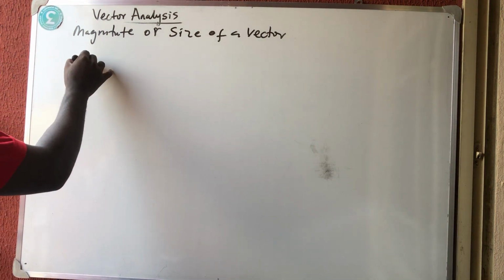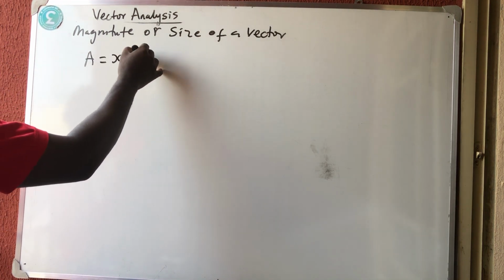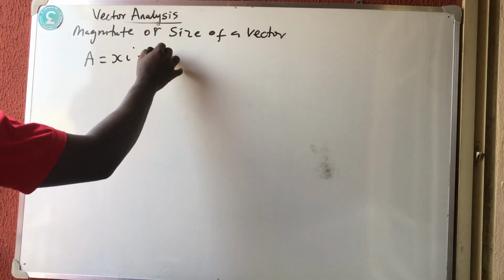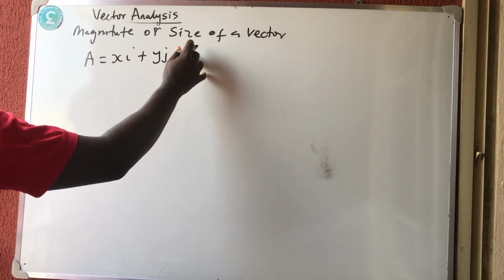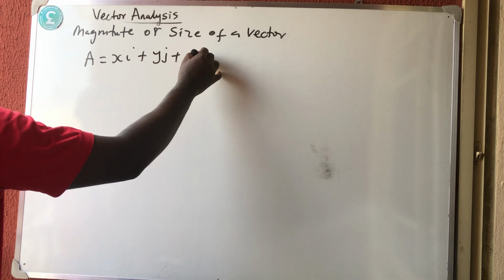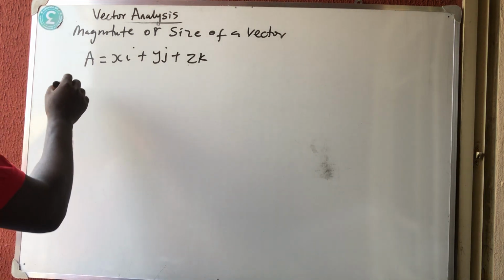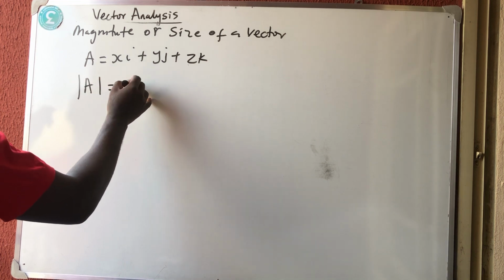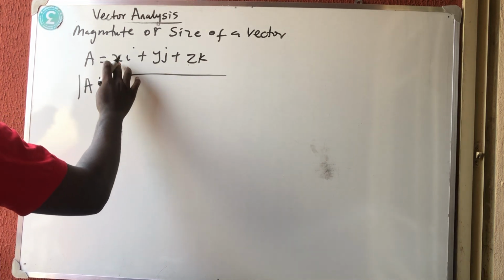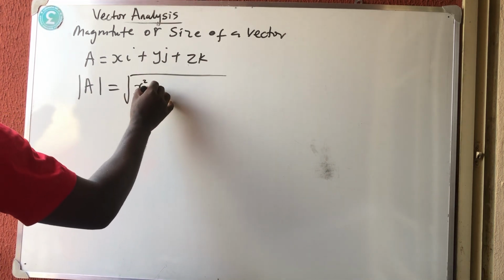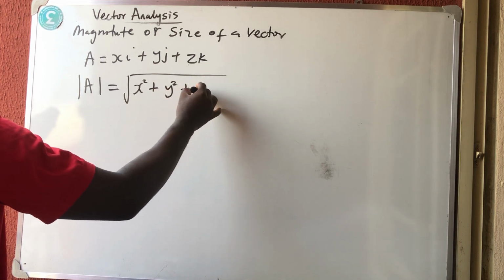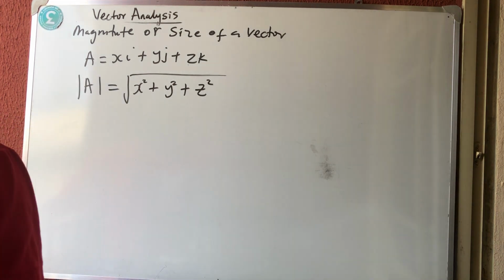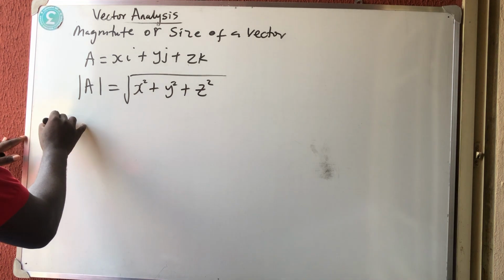So if I have that vector A is equal to xi plus yj plus zk, we want to find the magnitude. The magnitude will be represented like this: the magnitude of this is equal to the square root of only their coefficients, x squared plus y squared plus z squared. Very important formula.